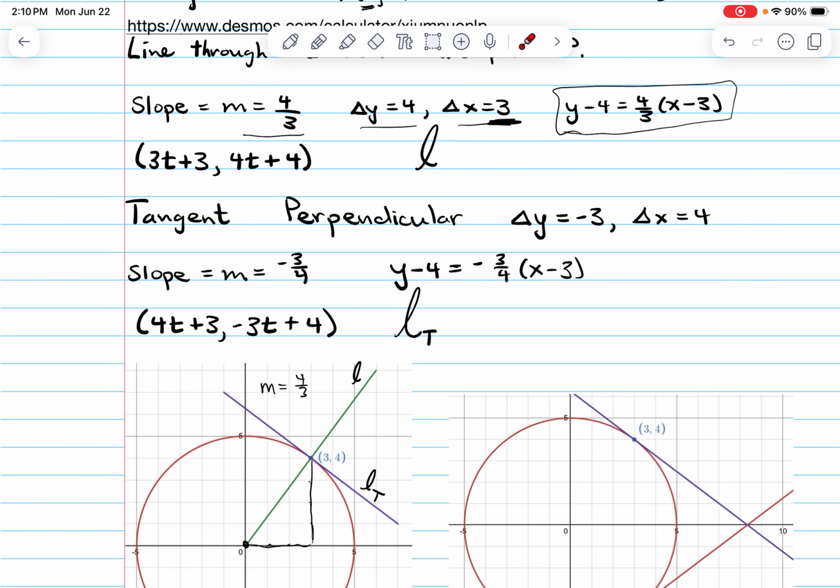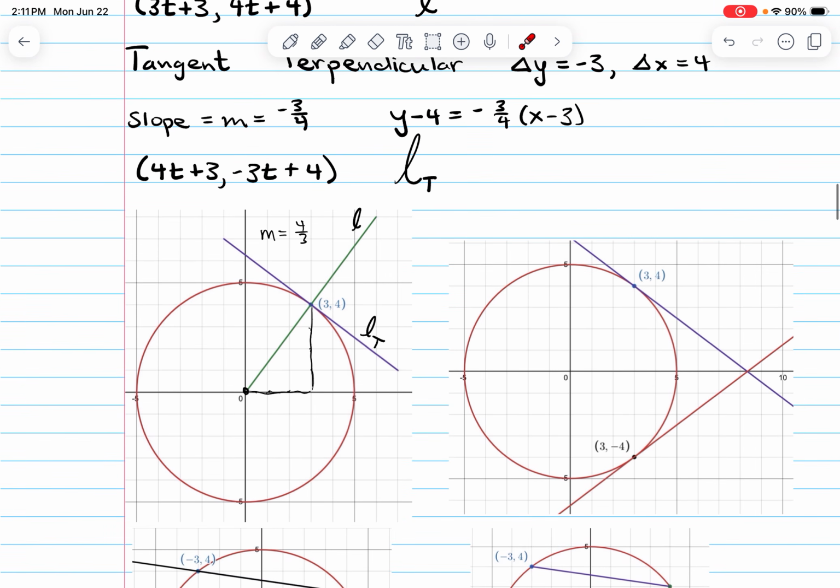Okay? So now let's take a look at that. Y minus 4 equals negative 3/4 x minus 3. Very simple. Okay? Now let's see how this would go. 4t plus 3, negative 3t plus 4. See? Because the bottom is the x and the top is the y. Yeah. And that will give us this purple.